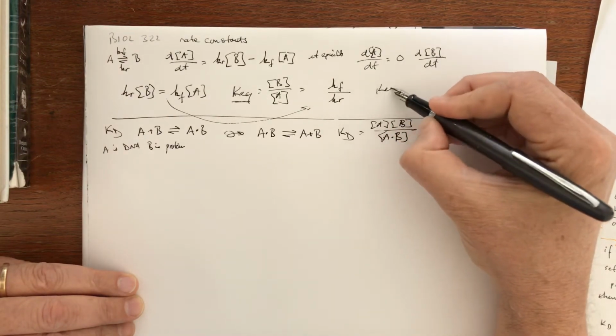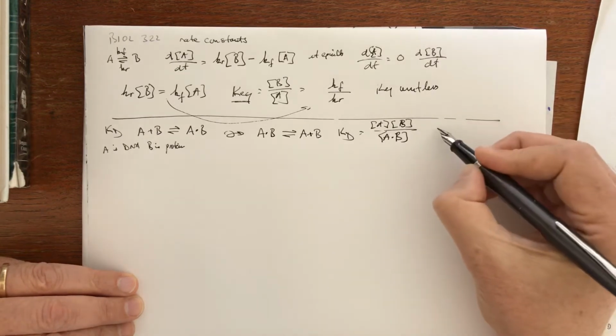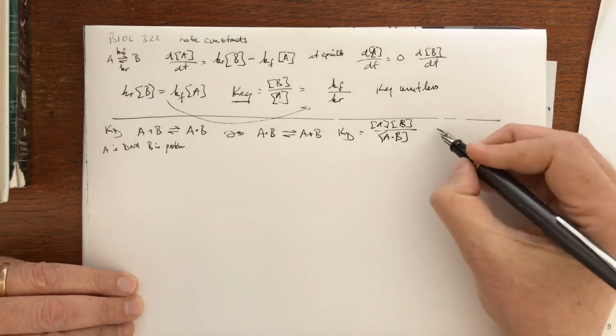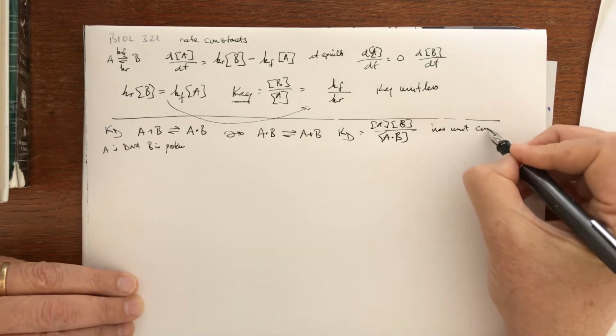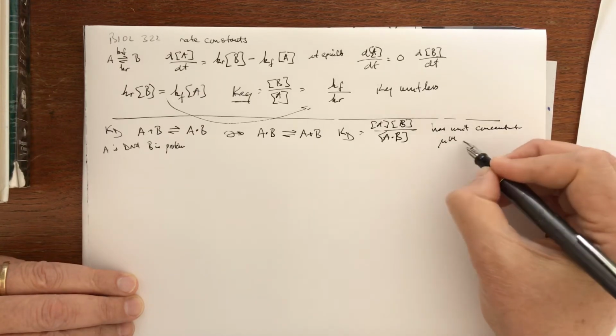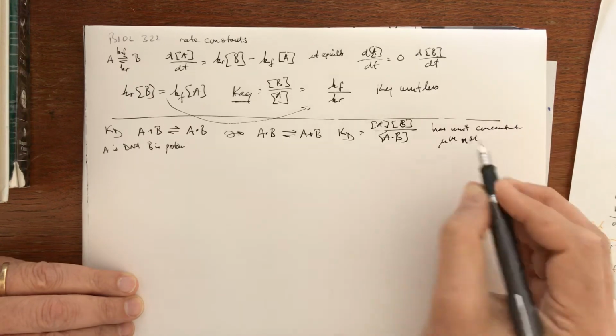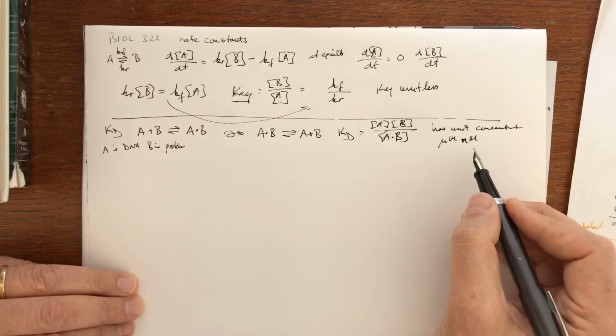Okay, what's convenient here, before I forget to say this, is that the Keq is unitless. It's a ratio. Here, the dissociation constant has units of molarity, of concentration. So typically we think in micromolar and nanomolar and picomolar, millimolar, things like that. So units of concentration, which is much more convenient.